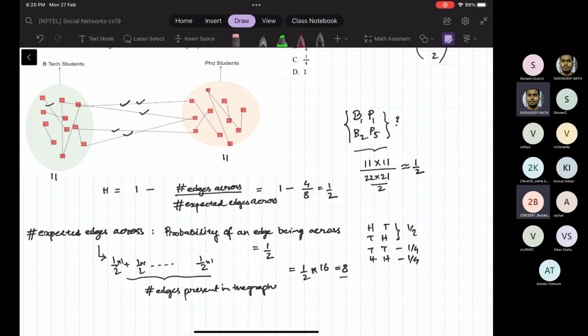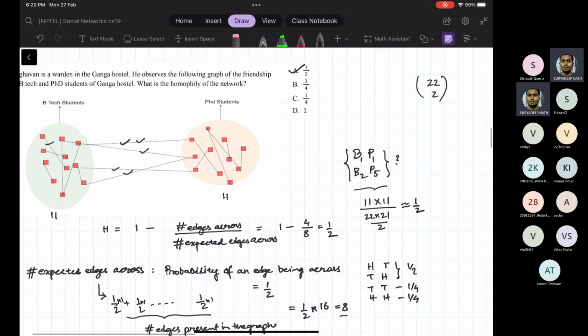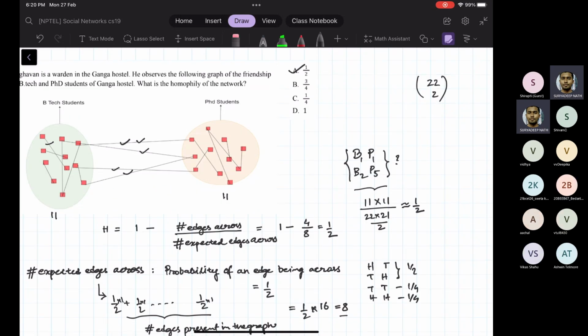Sir, how 22 into 21 by 2? This is the total number of edges that can exist in this network. You have 11 nodes here, 11 nodes here, so total 22 nodes. So 22C2 is this 22 into 21 by 2.